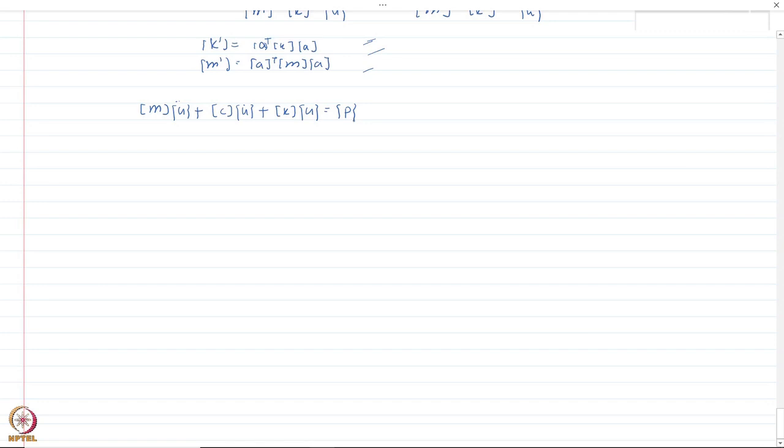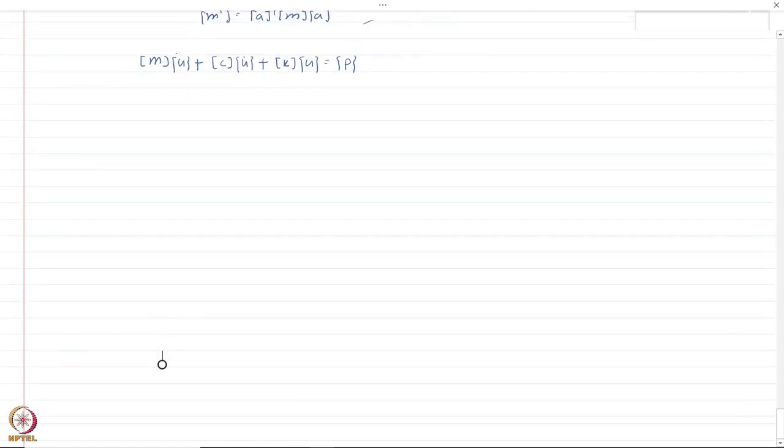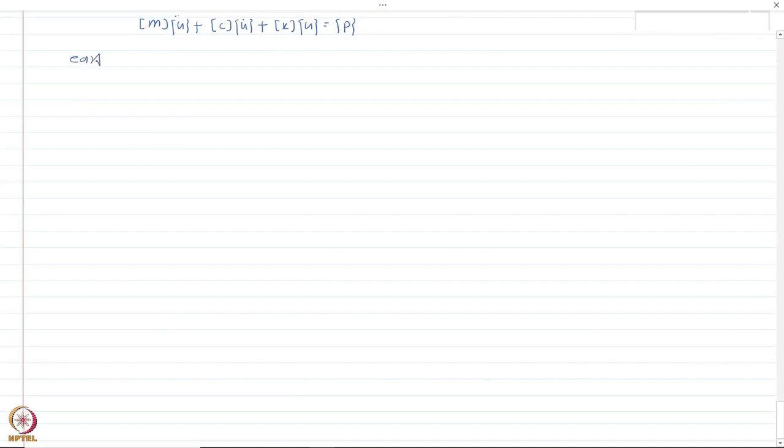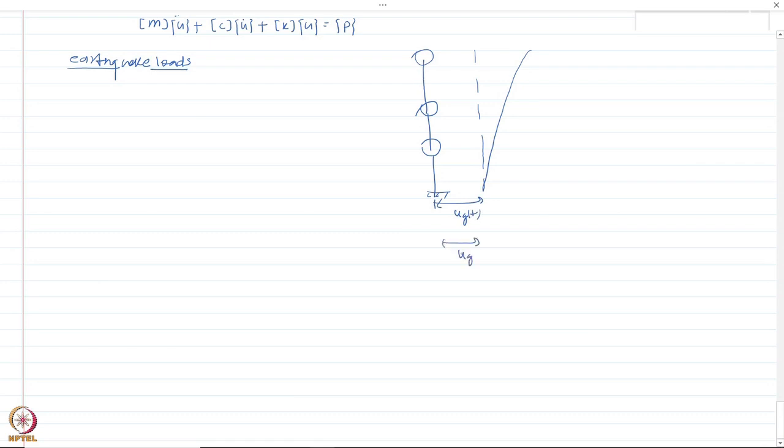Now, if we consider earthquake ground excitation of a multi-degree of freedom system, earthquake loads, okay. So, for this type, let us consider the three lumped mass representation of a three-story shear type building. So, in this case, I will have certain displacement due to the ground excitation, let us call this ugt, and let us represent the ground acceleration as ug double dot, and then the relative displacement ut.